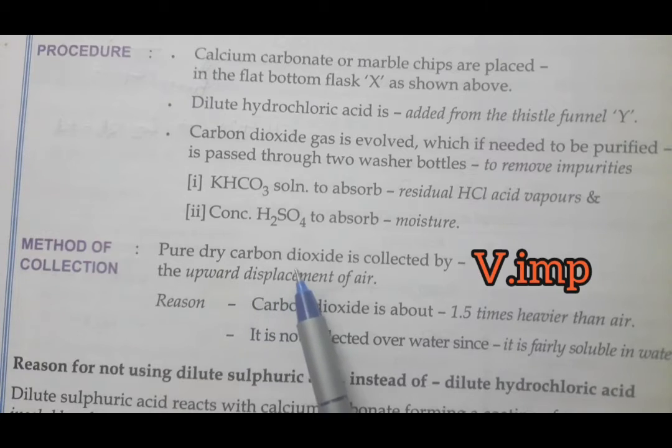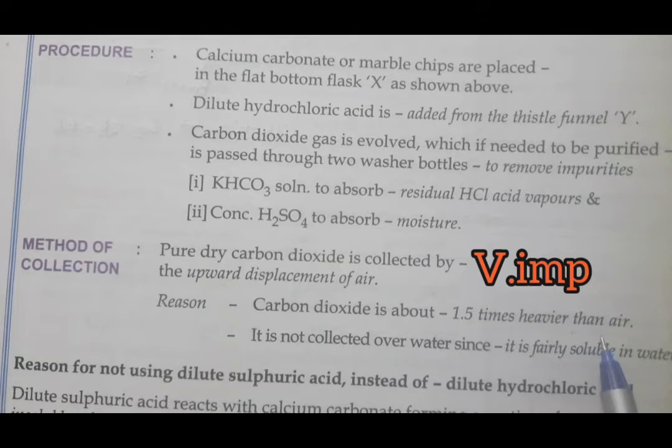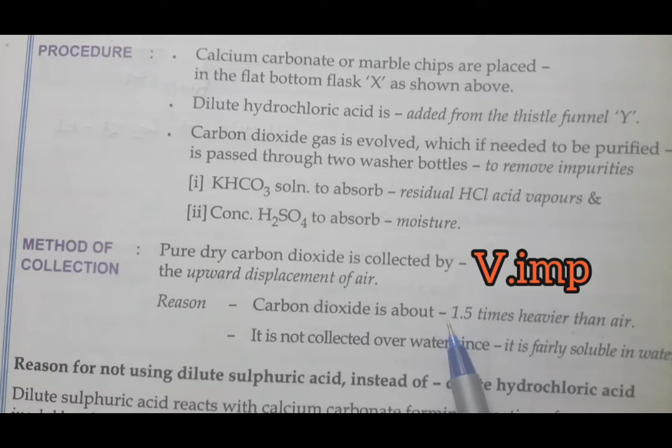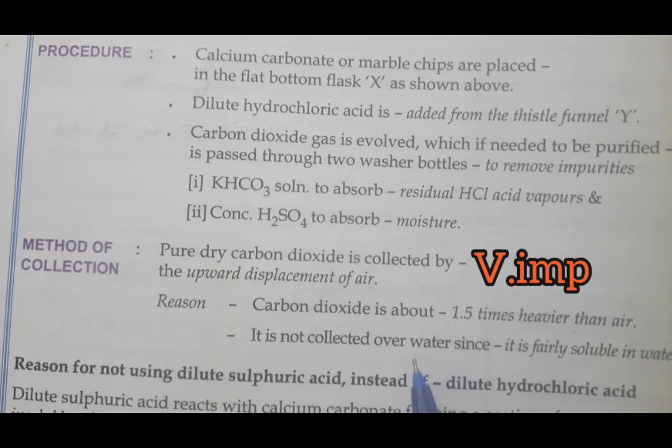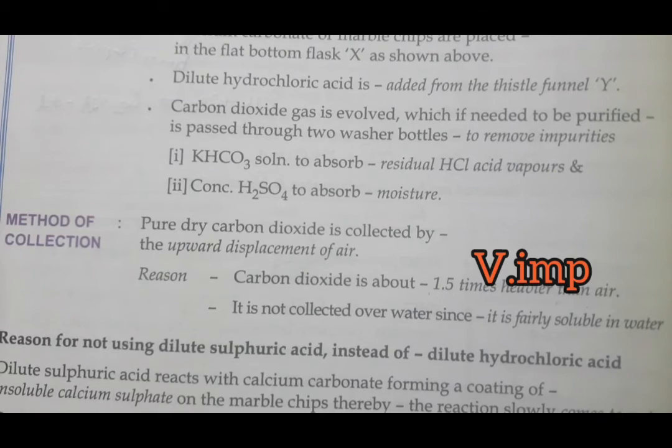So the question may come, why carbon dioxide is collected by upward displacement of air? Because you have to say carbon dioxide is heavier than air. And how much time it is heavier? 1.5 times. And it is not collected over water because it reacts with water. Carbon dioxide is never collected in water. Usually we collect either in air or water, but carbon dioxide is collected in air, not in water, because it is fairly soluble in water.